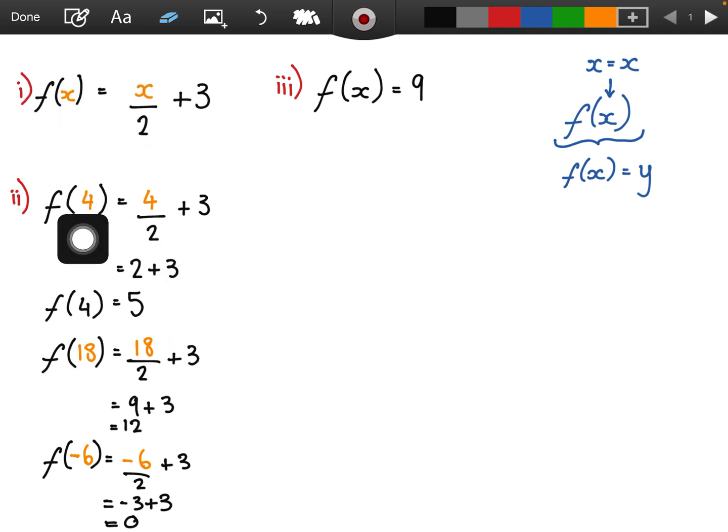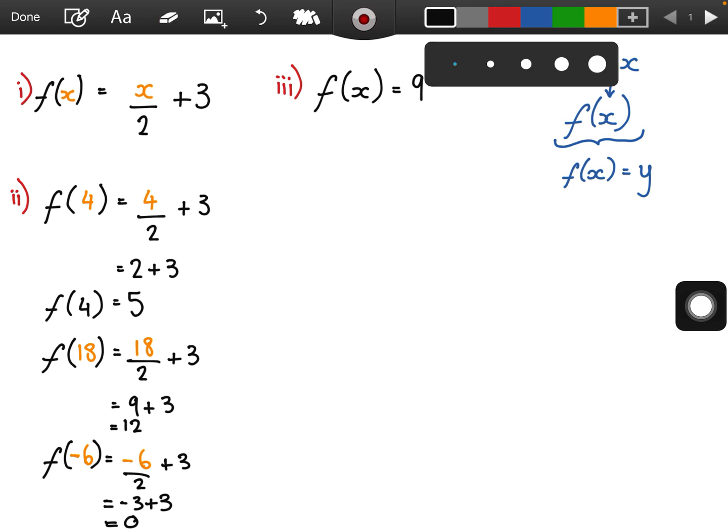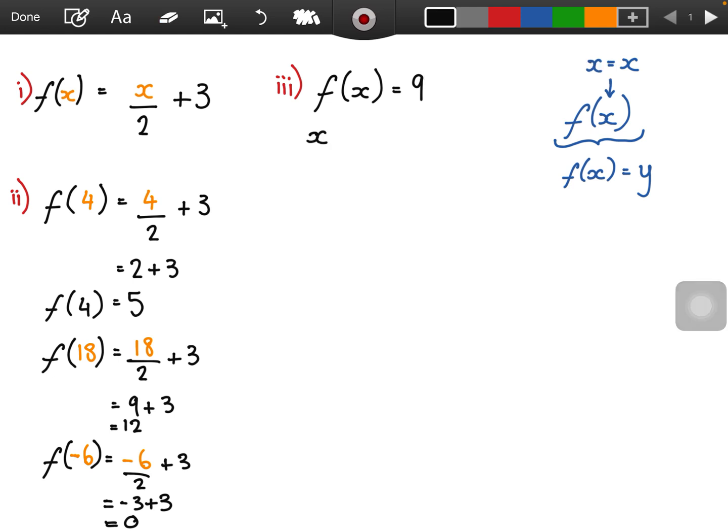Over here, I was replacing x with what I knew x was equal to. Okay, so they just replaced the x part within the brackets. They didn't replace anything to do with the f of x. Whereas here, I want all of f of x replaced. So I'm going to get rid of all of this f of x and I'm going to replace it with the full function. So I am going to have x over 2 plus 3 is equal to 9. Okay, and now I'm going to be able to rearrange this to find what x is.